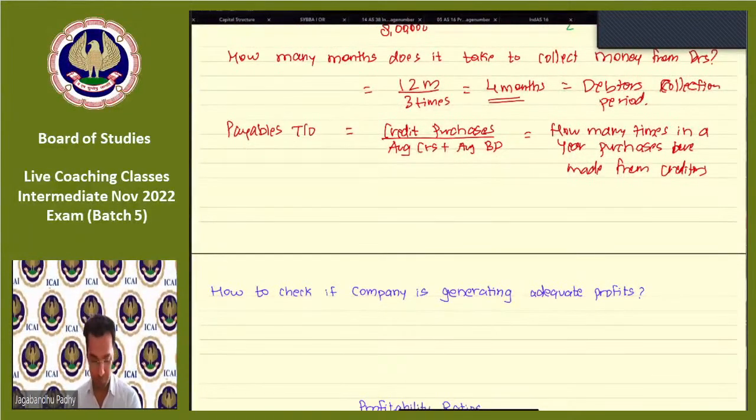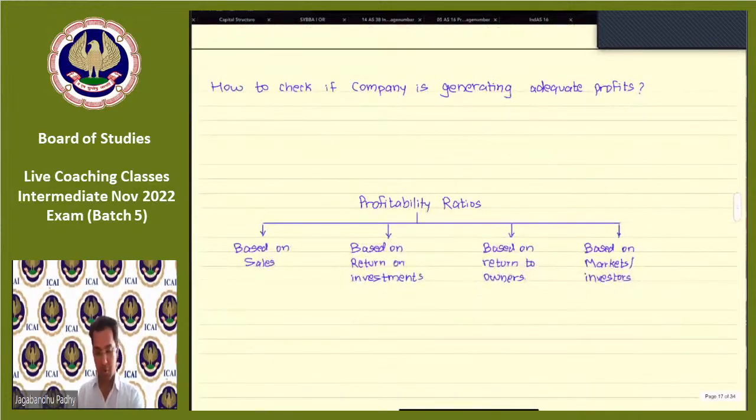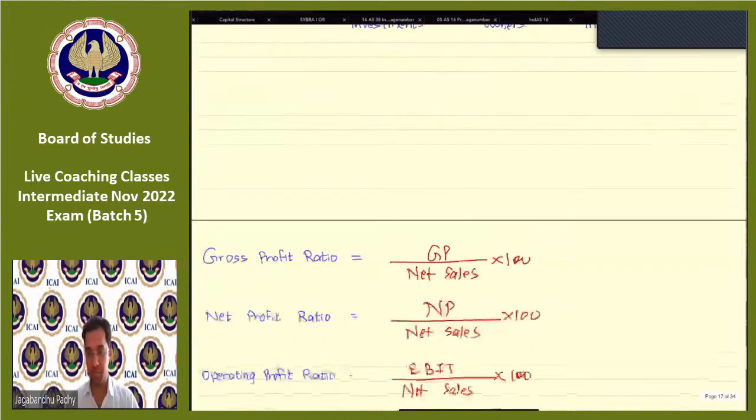payables turnover ratio. Now, to check whether the company is generating adequate profits, we looked at some of the profitability ratios, and those profitability ratios depended on what sort of comparison we are doing. So profitability ratios were on the basis of sales, on the basis of return on investment, return to the owners, and based on the markets or the overall investors.